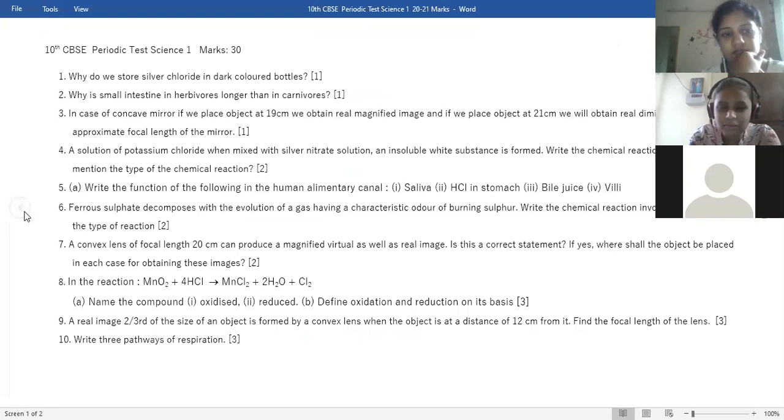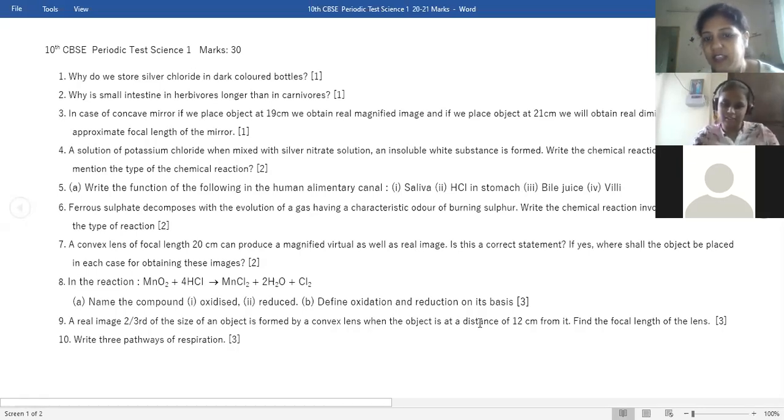I'm on question number 90. Object distance is 12 centimeters. The object is kept at a distance of 12 centimeters. So U is 12 and the magnification is 2/3. So the real image is 2/3 of the size of the object. That means HI by HO is 2/3.